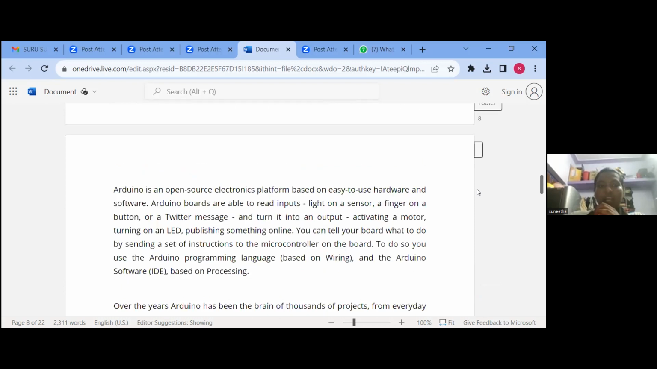Arduino is nothing but one of the platforms that provides communication between hardware and software. In order to implement any project you need, we can implement it by giving input instructions and taking output instructions from the Arduino. Arduino boards can read inputs from a light sensor, a finger on a button, or a Twitter message, and turn them into an output like activating a motor, turning on an LED, or publishing something online.